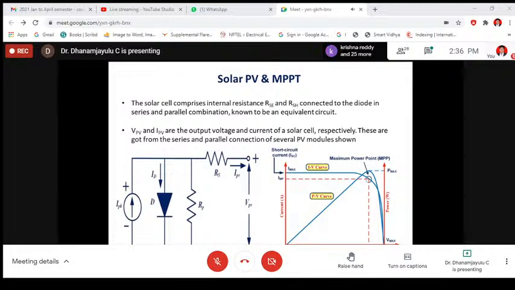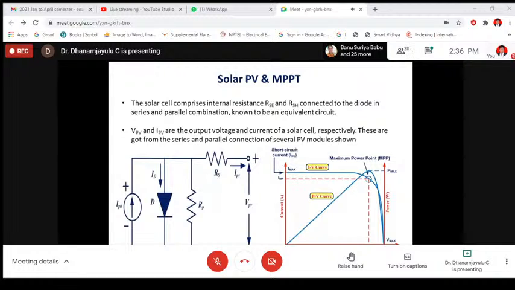It consists of internal resistance connected to diodes in a series-parallel combination, which is known as the equivalent circuit. Whereas IPV and VPV are the solar current and solar voltage from the solar PV. So here, see the number of components in the VI characteristic graph.